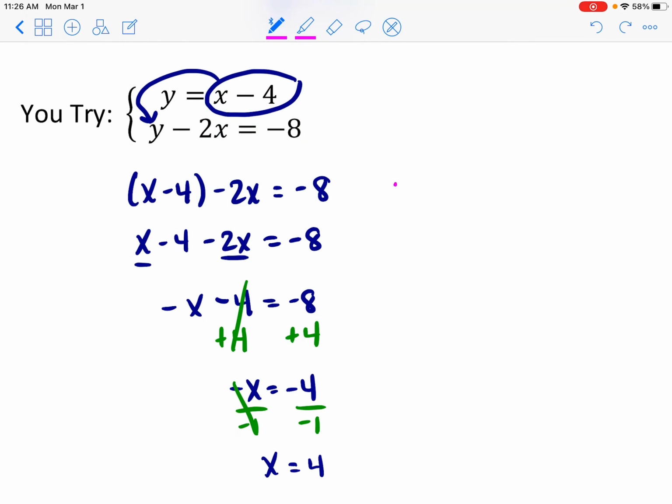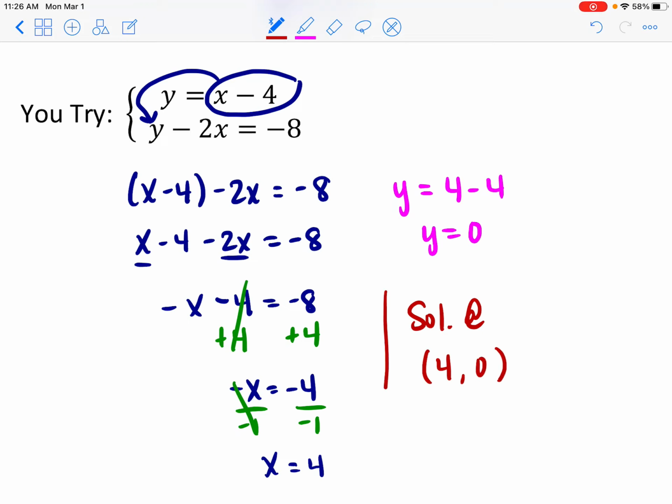And so y has to equal x, which we just found was 4, minus 4. Well, 4 minus 4 is 0. That means that this system has a solution at x equals 4 and y equals 0. If I was to graph these two lines, that is the point where the two lines would cross.